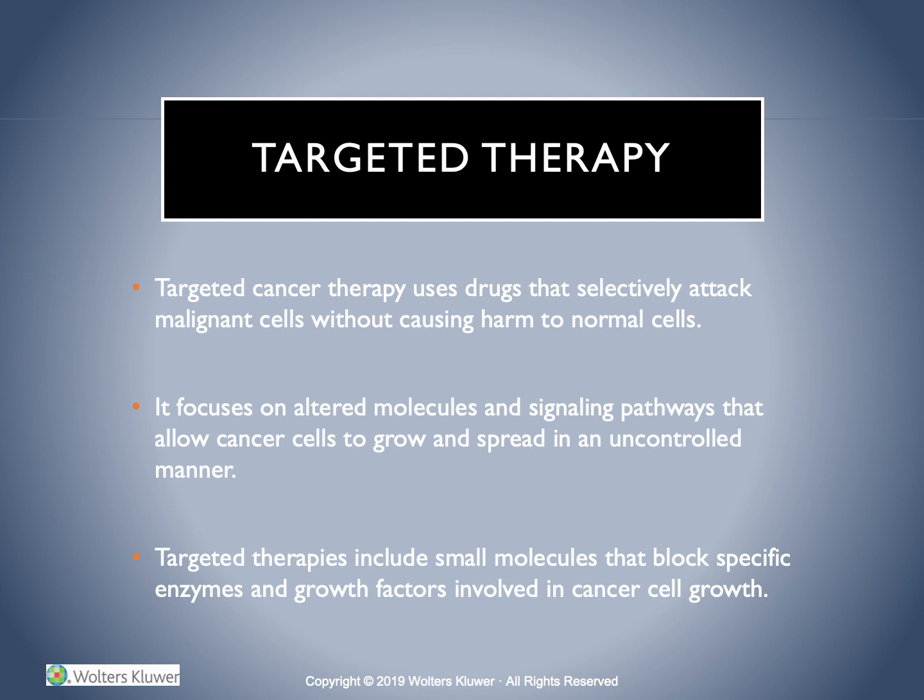Whereas hormone therapies, these treatments target hormone receptors that are involved in the growth and spread of certain types of cancers, such as breast and prostate. They block the effect of hormones or reduce their production. Gene expression modulators. These drugs target specific genes or gene products that are involved in cancer cell growth and survival. They can alter gene expression or inhibit the function of specific proteins.